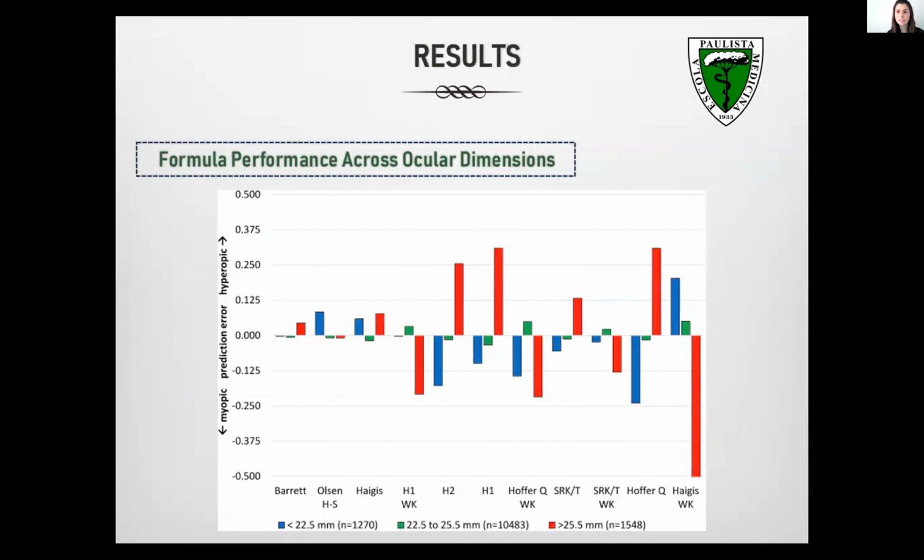Going back to that same chart, the Barrett showed the lowest mean absolute prediction error for short eyes, and the Hoffer Q had the greatest. For long eyes, on the other hand, the Olsen had the lowest mean absolute prediction error, and Holladay 1 and Hoffer Q had the greatest.